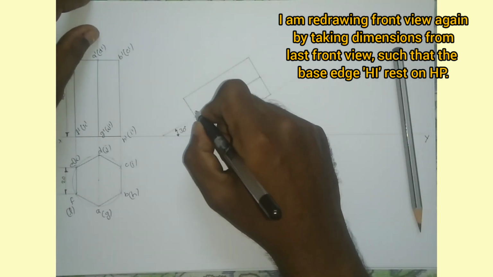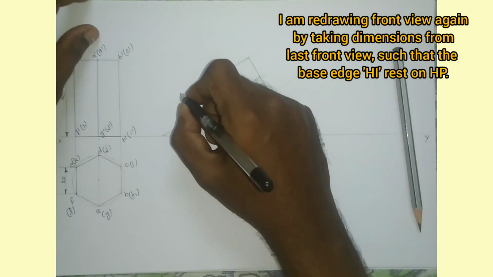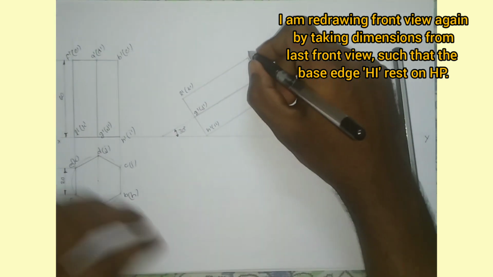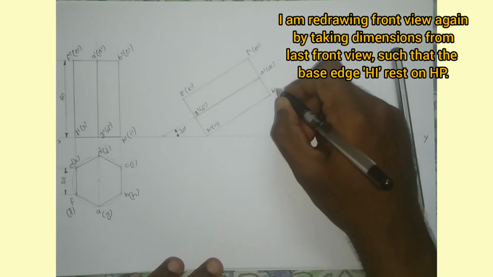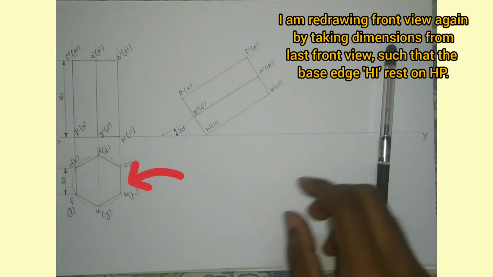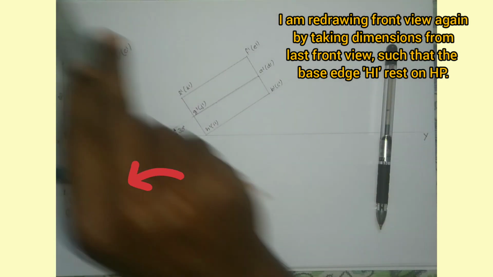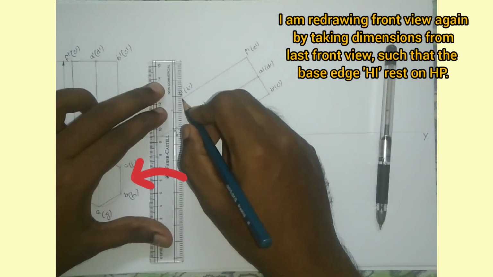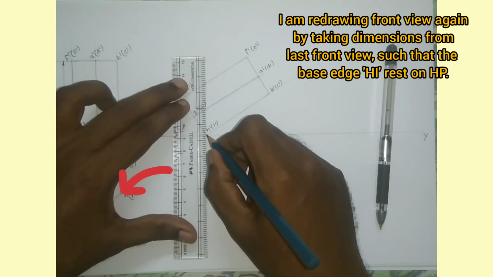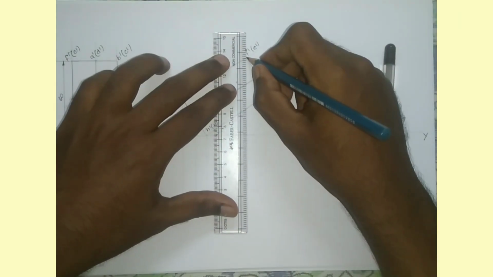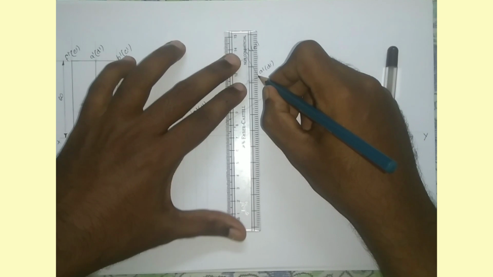And now I am marking the points. The prism is now resting on the edge HI. You have to note that on the top view, two edges of the hexagon are perpendicular to the vertical plane. You have to draw like that. Then only you can make the prism rest on an edge on HP. The prism is now resting on the edge HI.